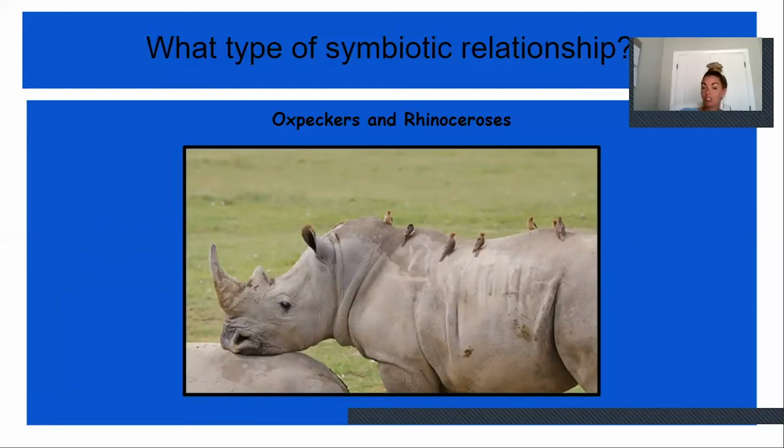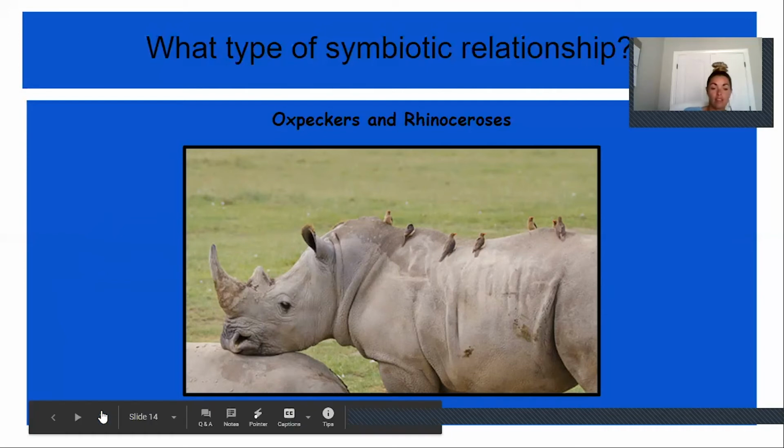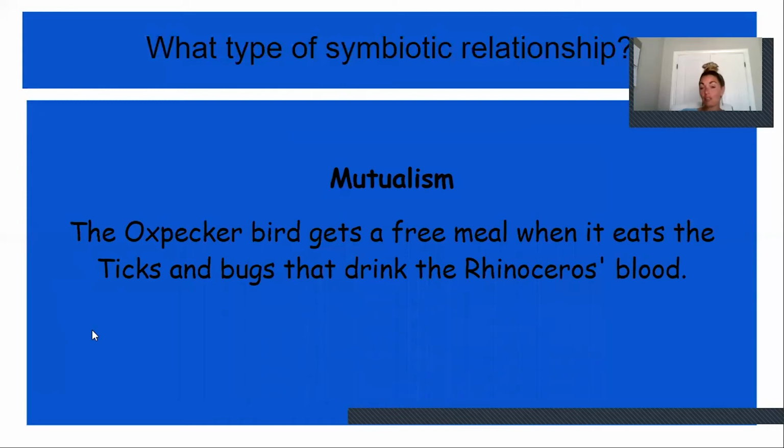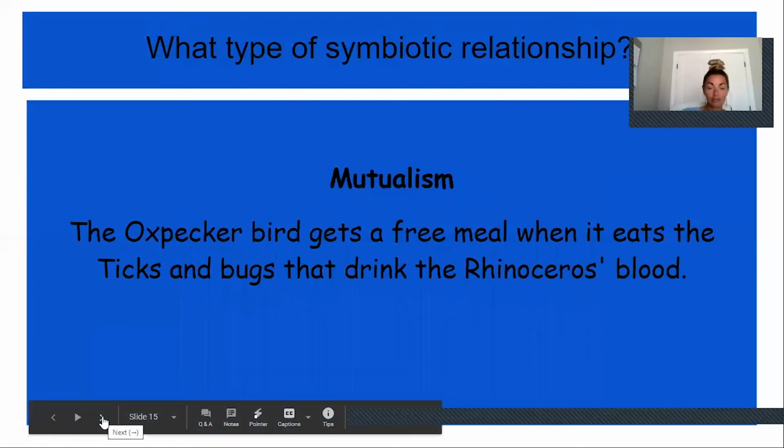Okay, here we have oxpeckers and rhinoceroses. So those are those little birds that are on top of the rhinoceros's back. What type of relationship is this? Is only one benefiting or are they both? And next, it's mutualism. So the oxpecker bird gets a free meal when it eats the ticks and bugs that drink the rhinoceros's blood. So this is definitely a two-way benefit because the rhinoceros is getting a nice little spa bath with the bird eating everything off his back, and the oxpecker is getting a free meal. Definitely a healthy relationship right there.